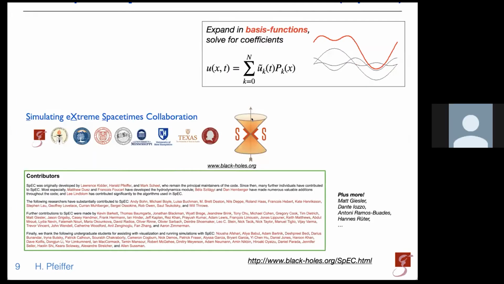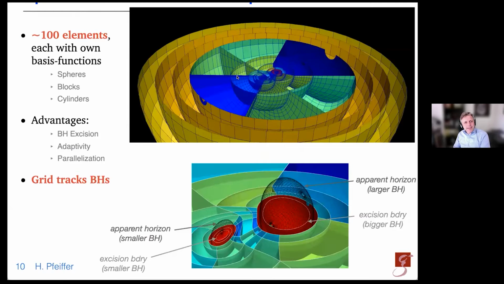Okay, let me give you a little bit more detail about our code, the spectral Einstein code. Spectral means that we are expanding in basis functions. So we have some series in, say, Chebyshev polynomials or spherical harmonics. The goal is to determine those expansion coefficients that multiply the basis functions to sum up to the solution itself. Basis functions work best on very simple topological shapes like a cube or a sphere.